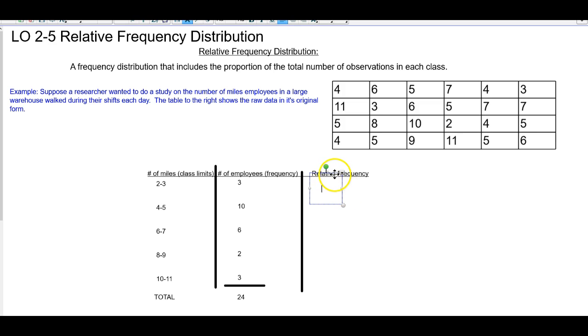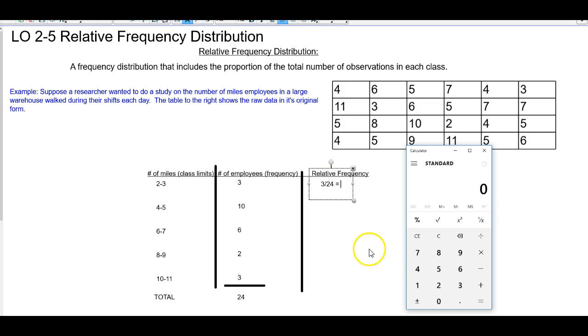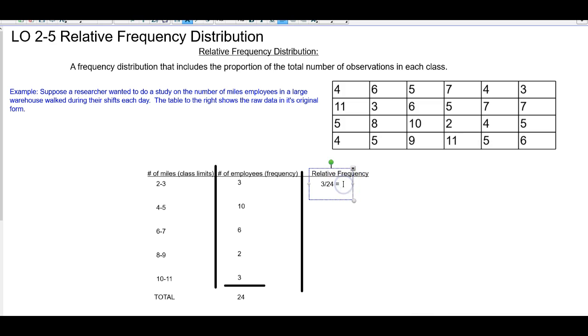So in order to calculate it, again, this is easy. We just take the frequency divided by the total, which is 24, and we get our value. 3 divided by 24 gives us 0.125.